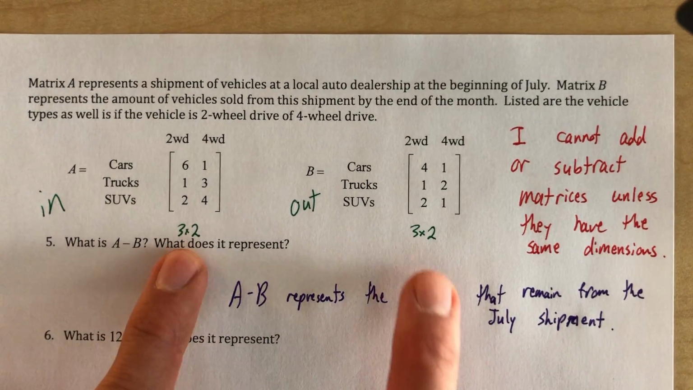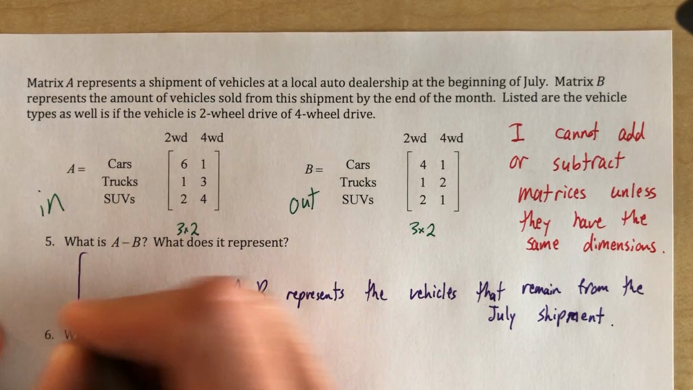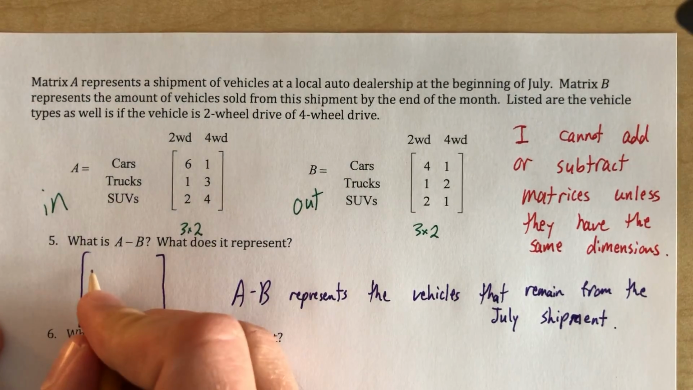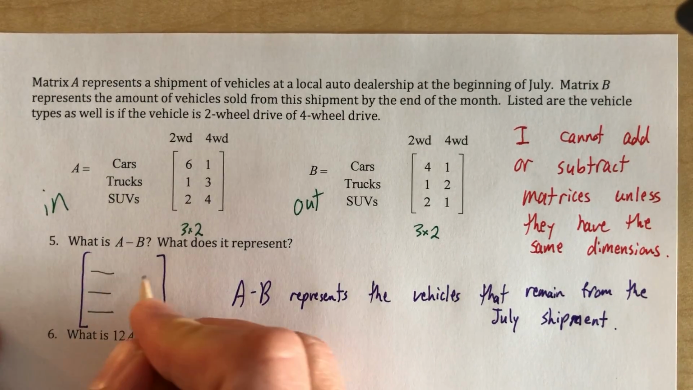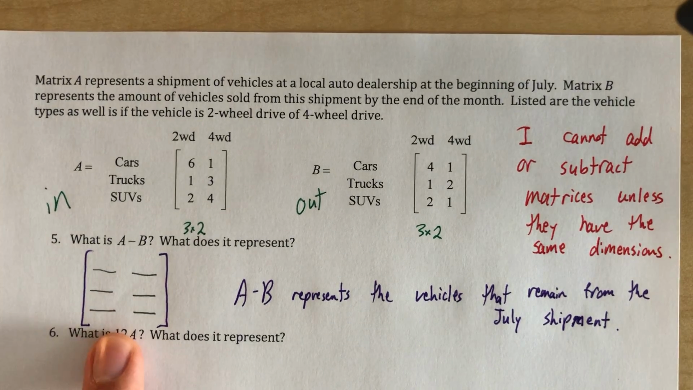But here goes. 3 by 2, 3 by 2, they're the same dimensions, we're good to go. So whatever is about to happen here is going to be 3 rows, 2 columns. If necessary, you could be like, I got my 3 rows, I got my 2 columns. There we go. That's it. This is going to be A minus B.